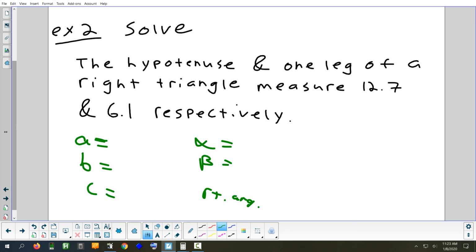The hypotenuse has to be the longer side. Yeah, the hypotenuse is going to be the bigger one. So that means the hypotenuse is 12.7. Call the 6.1 either A or B. It doesn't matter.